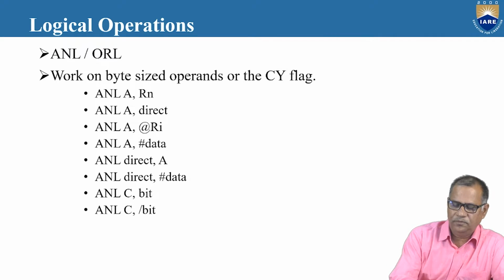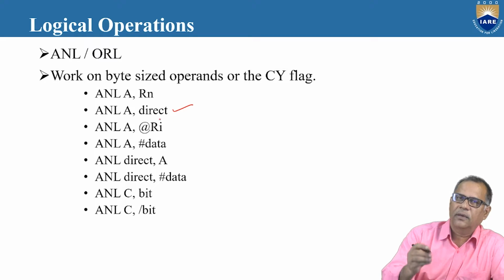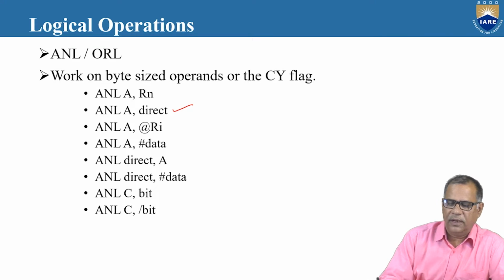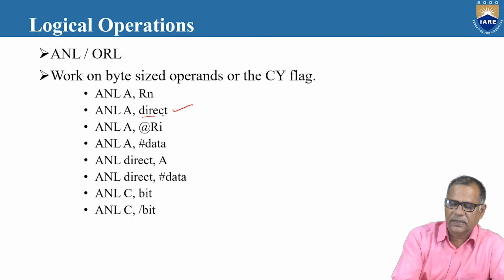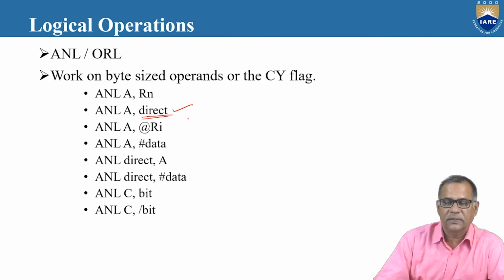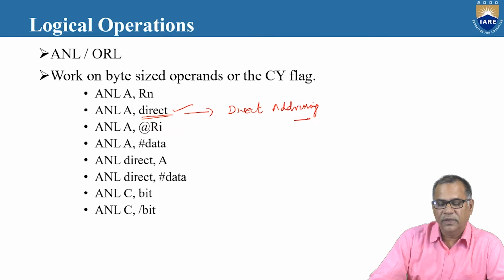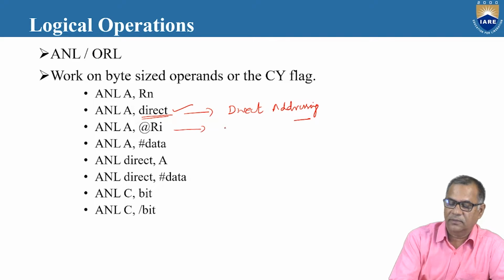And for ANL A, direct, here one of the operands is stored in the memory. So the address is specified as a part of the instruction. So this comes under direct addressing. Okay, and the result is stored in the accumulator. Next, ANL A, @Ri. So what is it? This is indirect addressing.